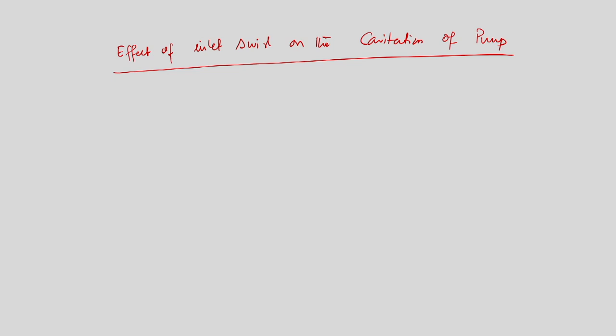That is, the effect of inlet swirl on the cavitation of a pump. This is what we discussed in my last lecture, that cavitation is not a desirable phenomenon at all. Whenever we are installing a particular pump, we should prefer to run it in a flooded suction mode, so that apart from the atmospheric head, we may have a static height above the impeller axis or pump datum.